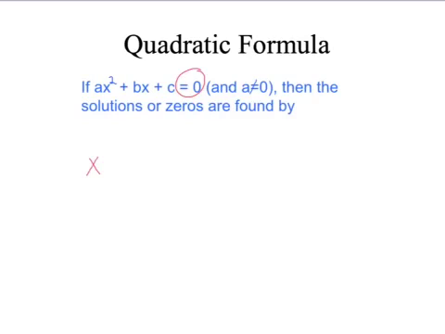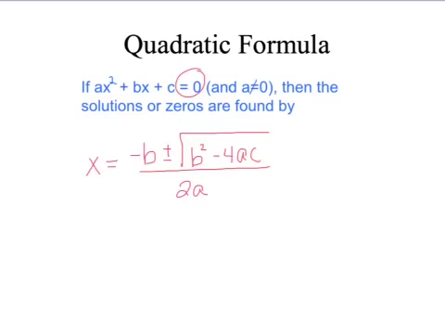So to solve for x, you have x is equal to the opposite of b plus or minus the square root of b squared minus 4ac all over 2a. So in order to use this formula, start by finding out what is a, what is b, and what is c.